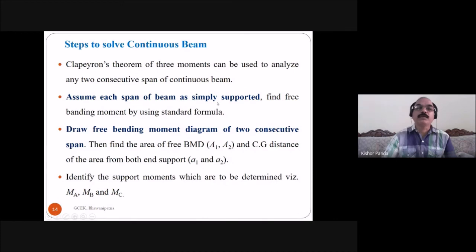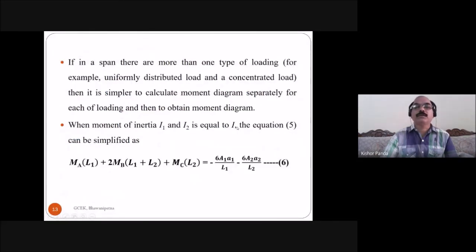Assume each span of the beam is simply supported. Find the free bending moment by using the standard formula. You have to treat each span as simply supported separately, and you have to draw the free bending moment diagram. Then you have to find the area of the free bending moment diagram. For span AB, you take the area A1, and for span BC, you take the area A2. Then you have to find the centroidal distance of these areas A1, A2 from both end supports. For span AB, you take the moment about A, and for span BC, you take the moment about C.